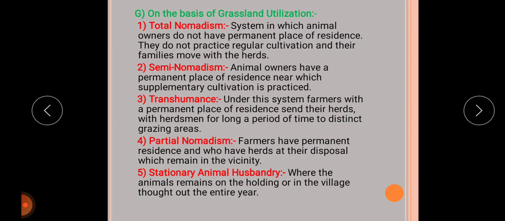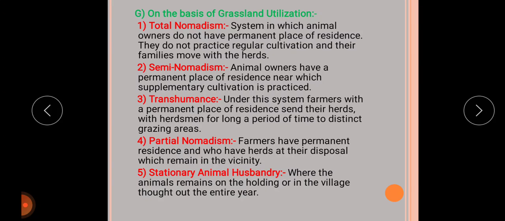Next, one of the important types is on the basis of grassland utilization. In the grassland utilization farming system, there are total nomadism, semi nomadism, transhumance, partial nomadism, and stationary animal husbandry. The system involves the rearing of animals for economic production, and on that basis there are five distinct classes.